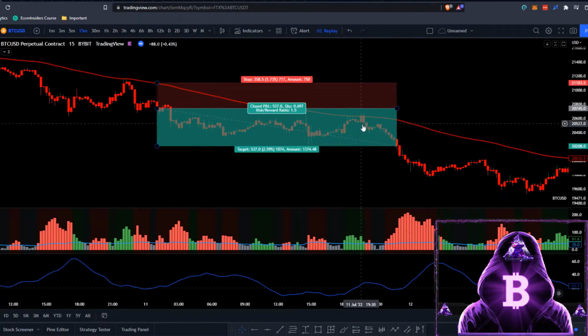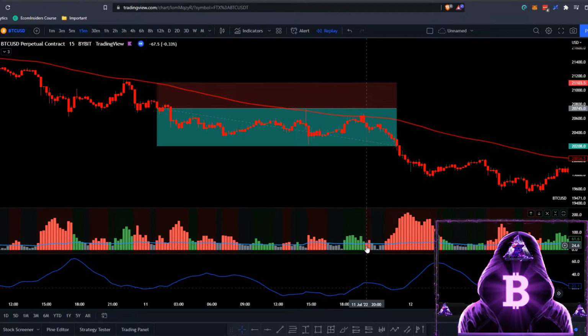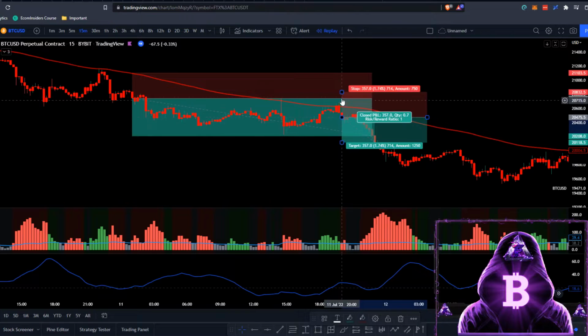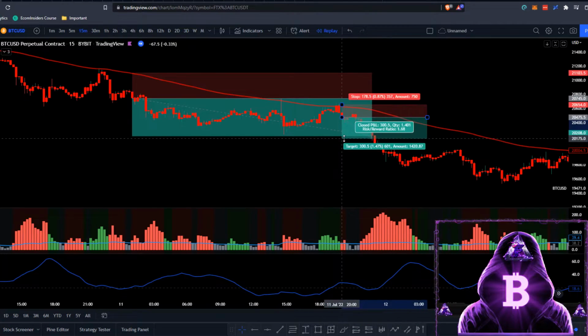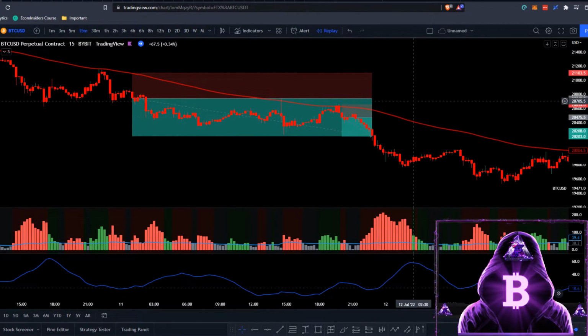Here is another example. We can see that the price action is still moving below our moving average. Our first confirmation indicator issued a sell signal and our ADX line confirms it. So we would have been opening another short here on this candle close, bringing your stop loss there up towards that previous swing high, targeting 1.5 times the risk. And once again, that would have been another successful trade.